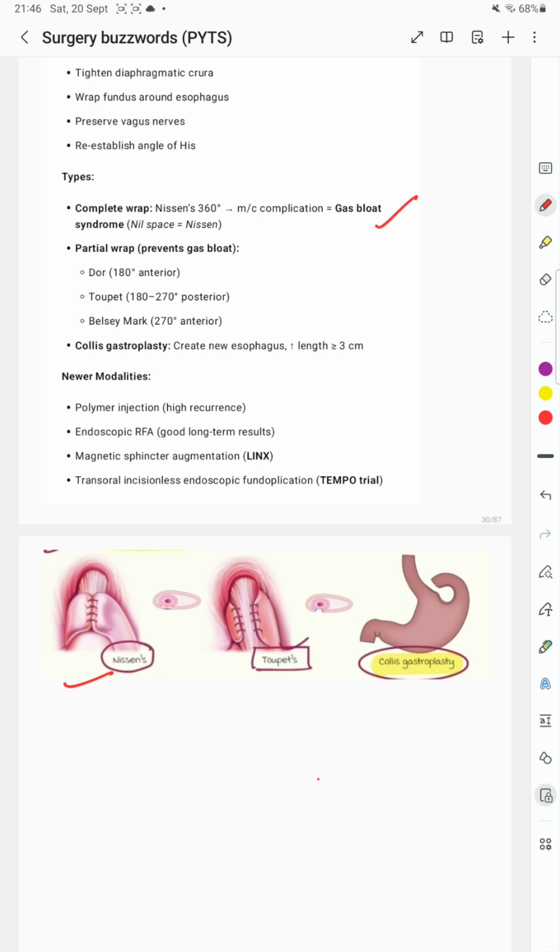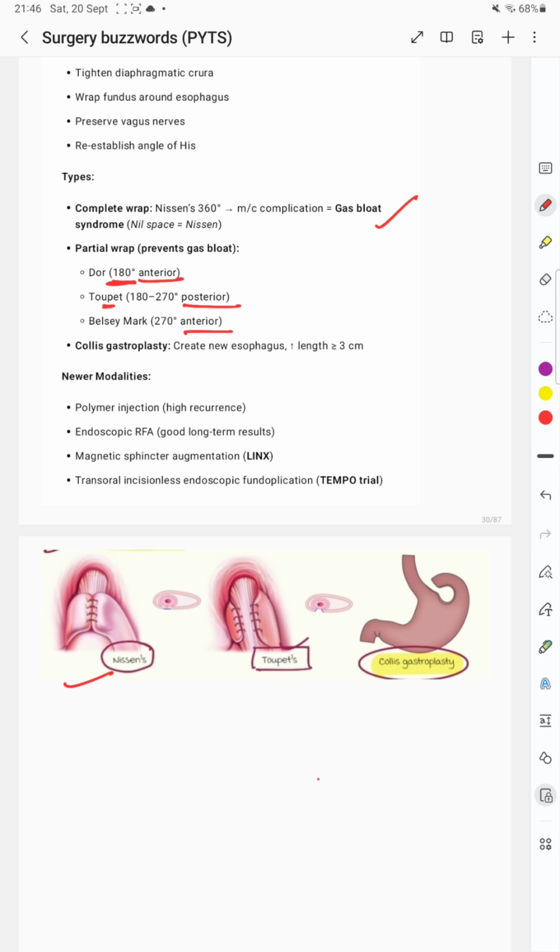So how to remember this? Out of all these three, only one has P in its name, so that one is only posterior, and the rest both are anterior. Dor is like I'm standing in front of a door. A door is straight, right, 180 degrees. So 180 degrees in front of the door, anteriorly. Toupet has P in the name, so it is posterior, 180 to 270.